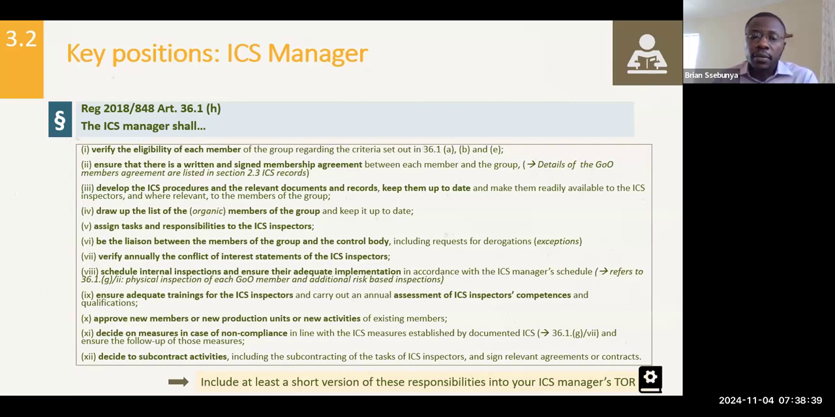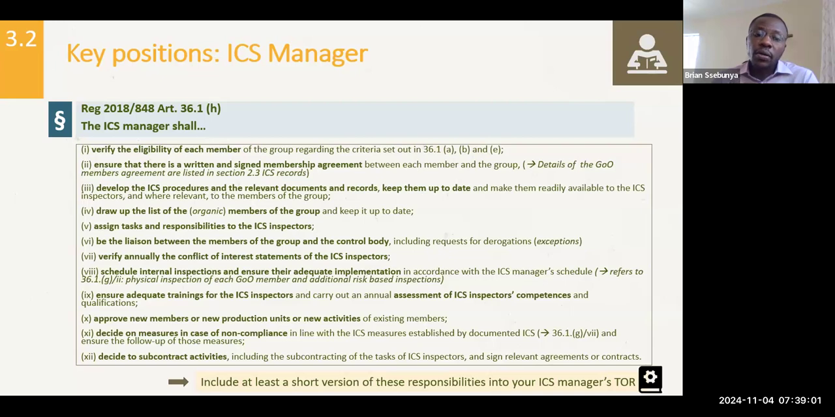To be the liaison or point person between the group and the certification body, including requests for derogations or exceptions, all that. Members will raise issues, and then it's the role of the ICS manager to advance them to the certification body to see whether they will approve it or not.